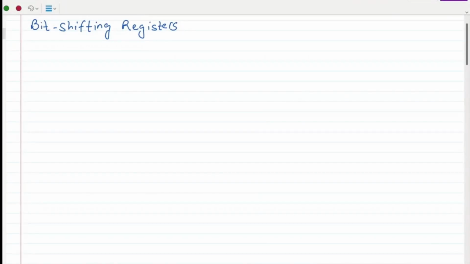Hello, today I'm going to be talking about bit shifting registers. Now, registers are a space in memory that hold individual binary values.